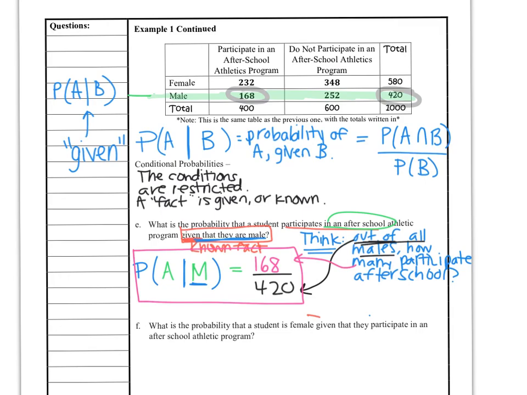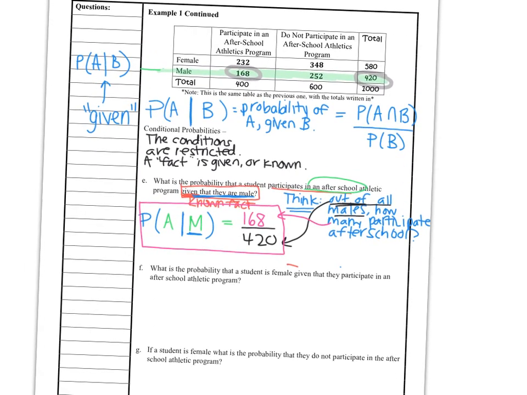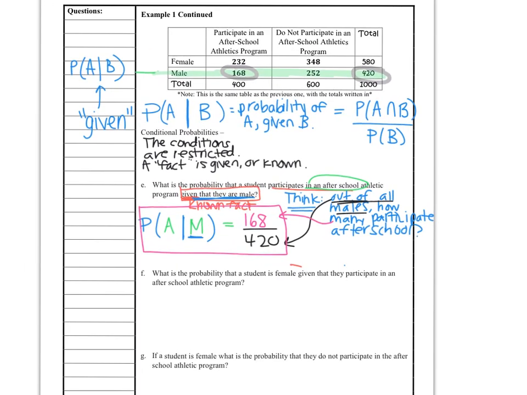I'm just going to zoom out a little bit. What is the probability that a student is female given that they participate in the program? So here's our known fact. I'm going to write down my symbols, and then I'm going to write down the think question. Try to come up with the think question on your own based on what you see here and what we saw in the previous example.